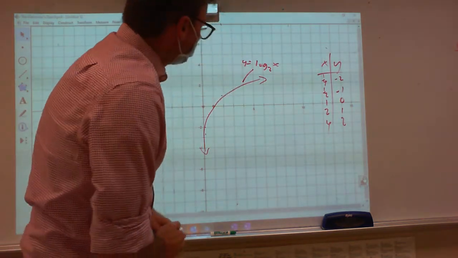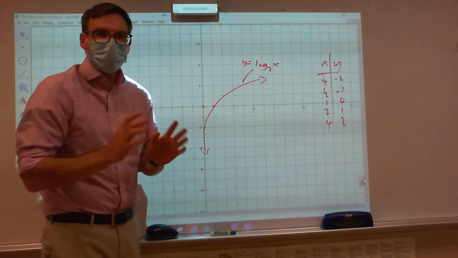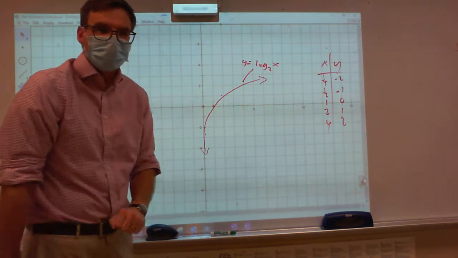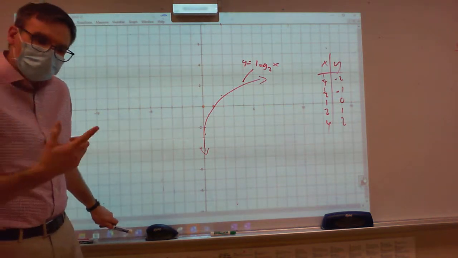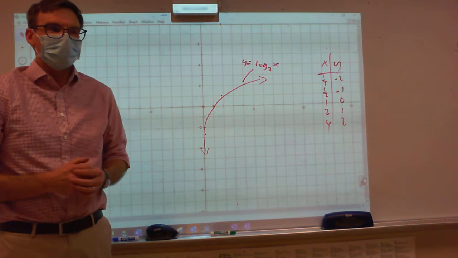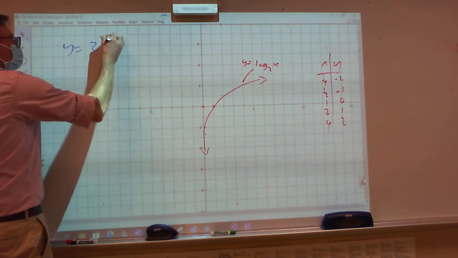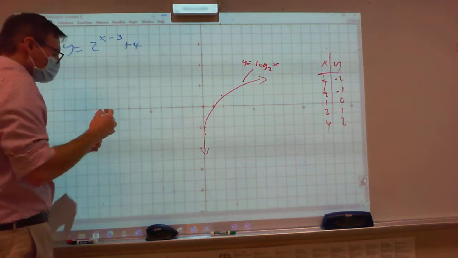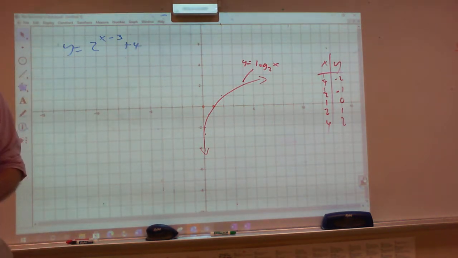Okay. So we have our graph, we have log base 2 of x, and I want to talk about the important aspects of graphing a logarithmic function. So recap, when you're graphing an exponential function, what was the most important thing you had to put down? Like if I gave you y is equal to 2 to the x minus 3 plus 4, what is the first thing you did when you had to graph that?